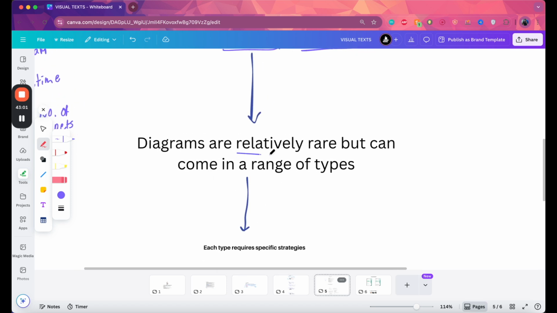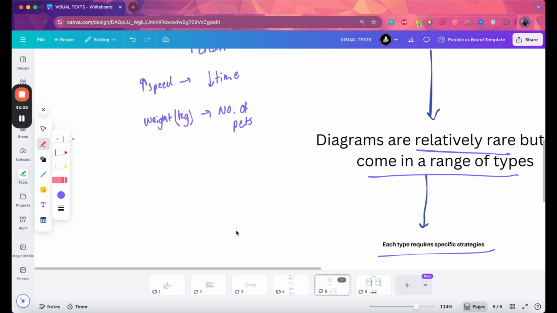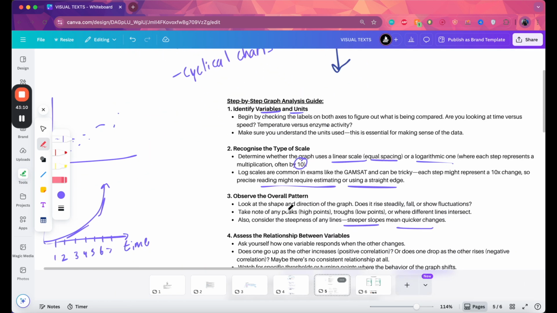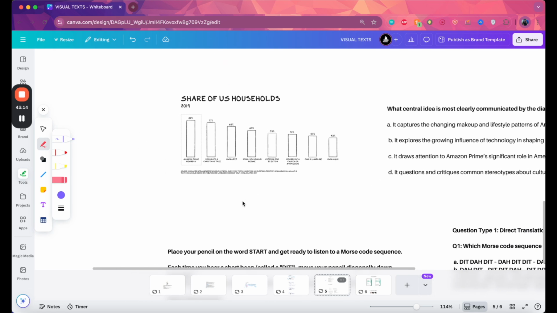So diagrams are relatively rare, but can come in a range of types, as I mentioned, and each type requires specific strategies. So those are the different strategies that you can implement for addressing those diagrams. So let's actually take a look at some of these questions.